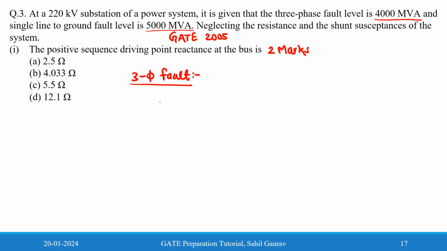Since the three-phase fault is balanced, is there negative sequence reactance or zero sequence reactance present in the three-phase fault? Can anyone tell? No, sir. Why is only positive sequence reactance present in a three-phase fault? Because the system is balanced, and in a balanced system the negative sequence and zero sequence have no meaning; they will have zero value.